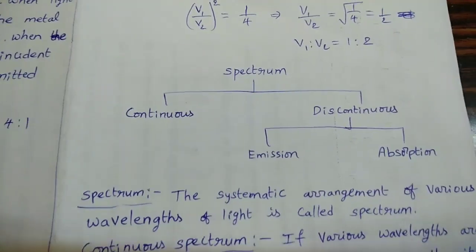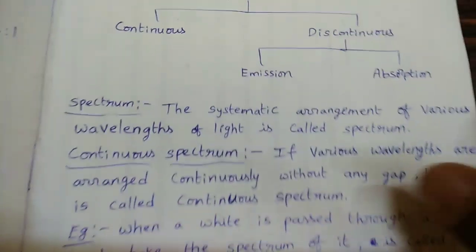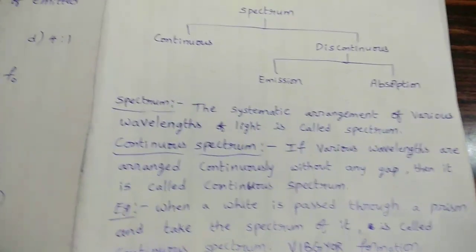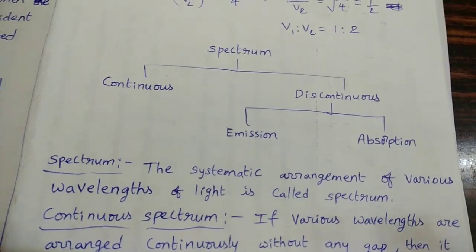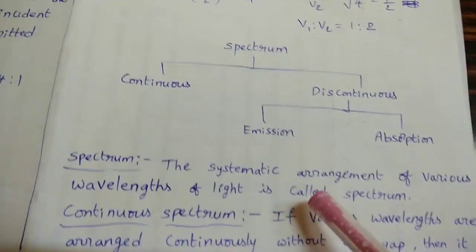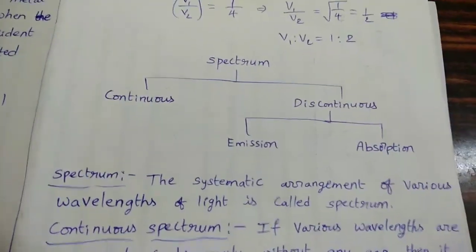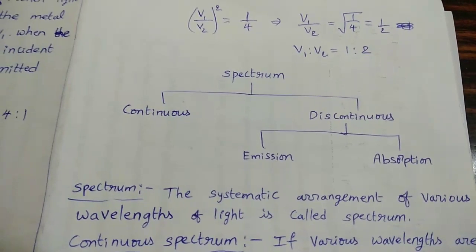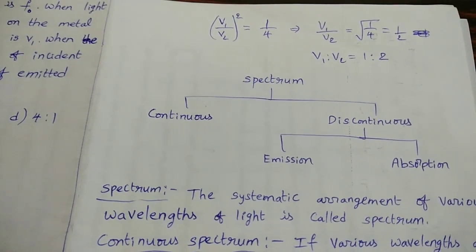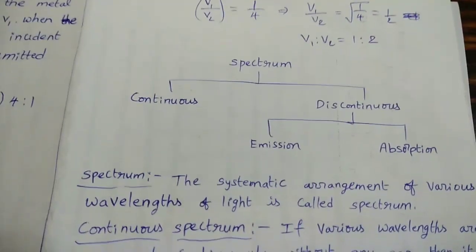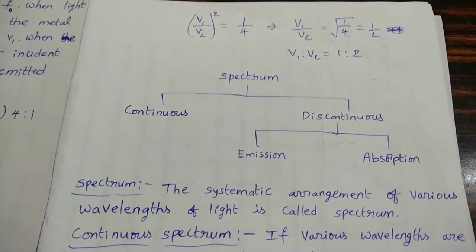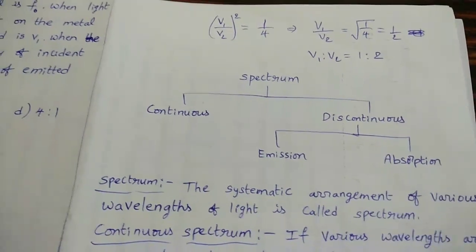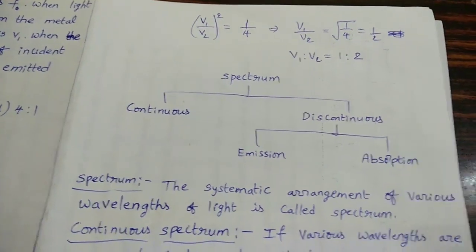Next, see this next important topic in this chapter, spectrum. What is meant by spectrum? The systematic arrangement of various wavelengths of light is called spectrum. In nature also, in rainy season we can observe spectrum, that is rainbow. Rainbow having VIBGYOR: violet, indigo, blue, green, yellow, orange, red. So that is also spectrum, because all these 7 colors have different wavelengths, and all those are arranged side by side.